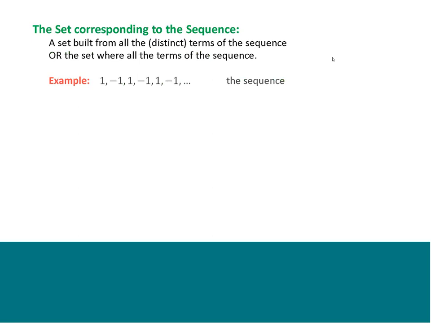suppose you have the following infinite sequence, probably one of the more boring infinite sequences you could have. All of the terms are either positive or negative 1, and it alternates back and forth whether you have a positive 1 or a negative 1. So in this particular case, if you wanted to grab the set that corresponds to this sequence, any guesses what that set would be? Don't overthink it. What do you guys think?